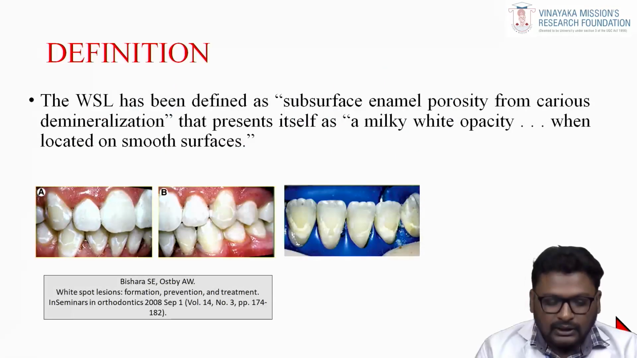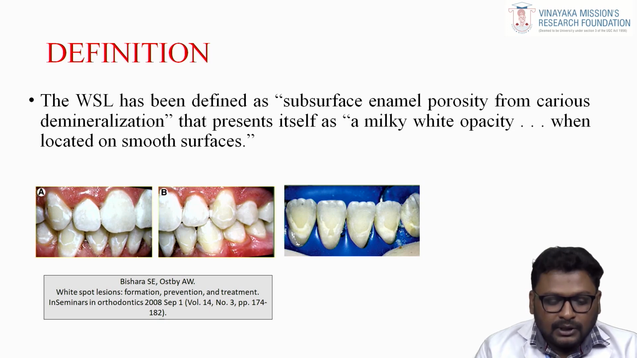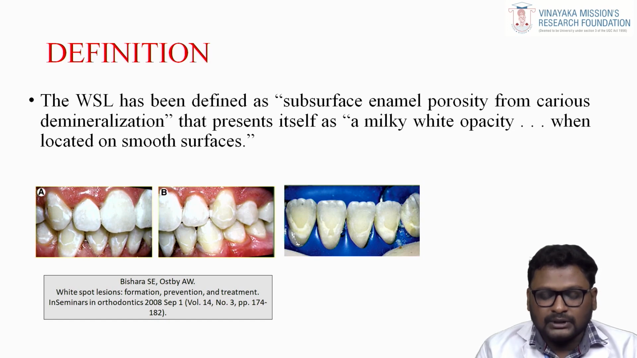So first we come to the definition. What is white spot lesion? By definition, white spot lesion has been defined as a subsurface enamel porosity from caries demineralization that presents itself as a milky white opacity when located on the smooth surface. So white spot enamel lesion is nothing but an early incipient caries. It's the starting stage of dental caries.